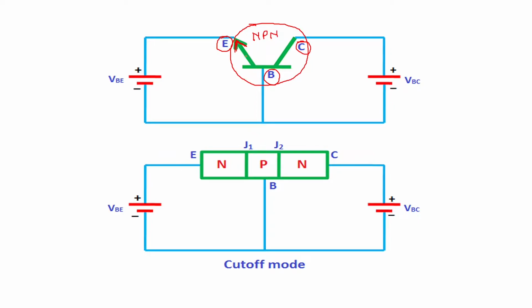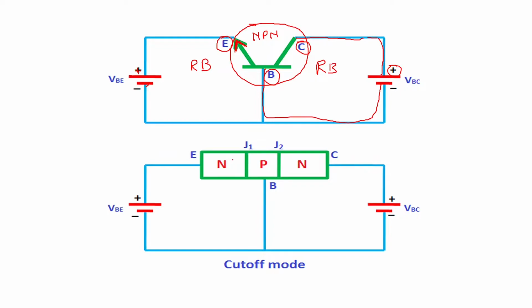Now in the NPN transistor, the N type emitter is connected to the positive of a battery, and the P type base is connected to the negative of a battery. That means the junction is reverse biased. Similarly here, the N type collector is connected to the positive of a battery, and the P type base is connected to the negative of a battery. So even this junction is reverse biased. The same thing can be made clear to you if you see the structural diagram.